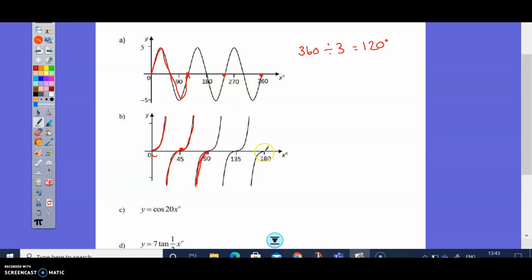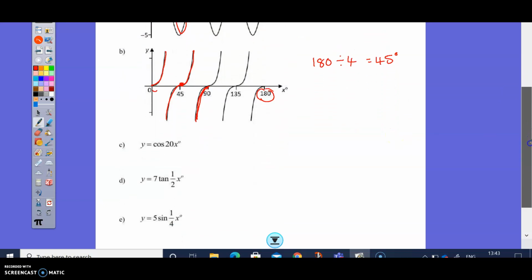We've got 2 of these in 180. So we're going to get 4 in 360. So we need to do 180 divided by 4, or we can just read it off the graph. So the period of that graph would be 45 degrees.